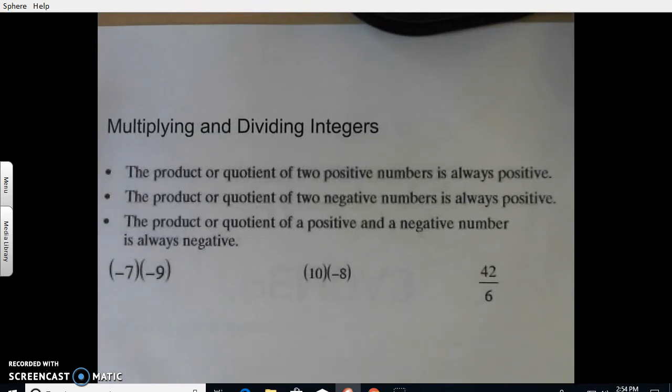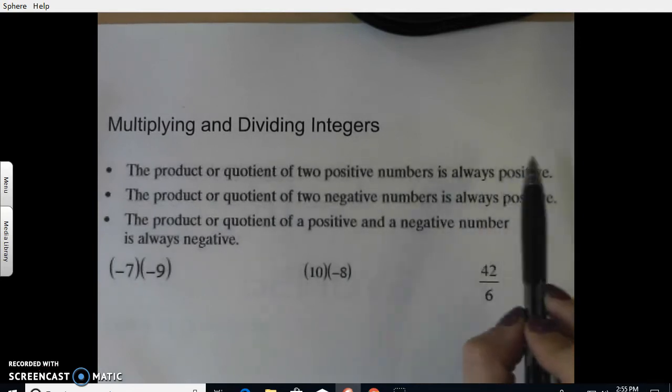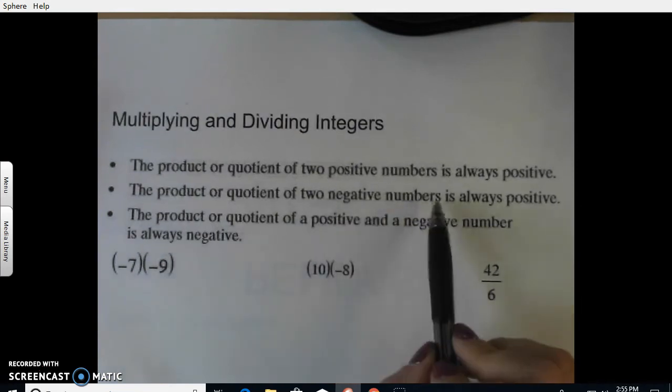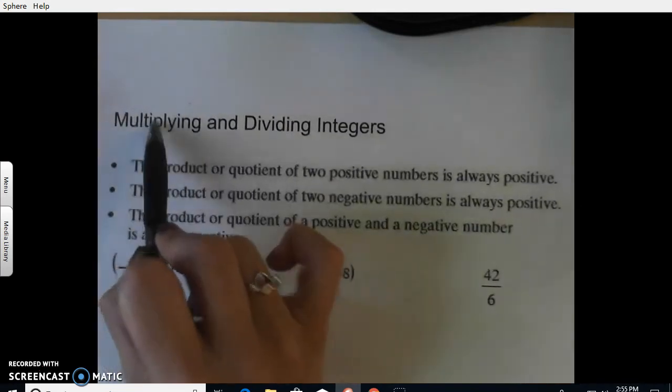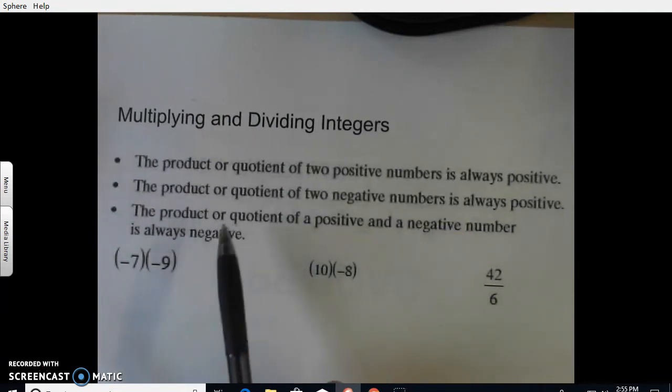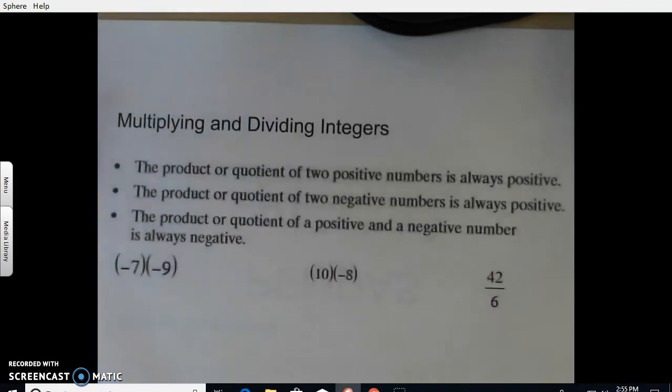Multiplying and dividing integers. We are going to multiply and divide integers just like we do with all positive numbers, except we have rules for when our answer is going to be positive or negative. So 2 positive numbers is always positive when multiplying and dividing. 2 negative numbers is always positive when multiplying and dividing. And a positive and a negative is always negative when multiplying and dividing.